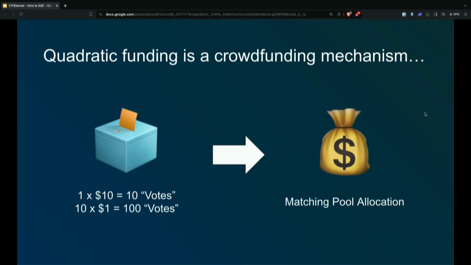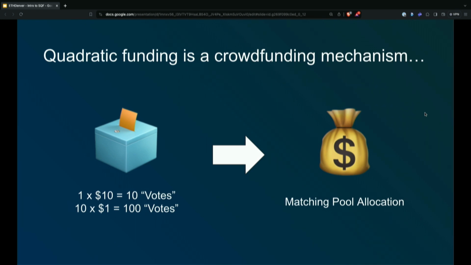So before we get into streaming quadratic funding, we're just going to do a quick refresher on what quadratic funding is, if you're not familiar. It is a mechanism that is used to democratically and effectively allocate a matching pool. And so in quadratic funding, your dollars are votes. If you care about something a lot, you can donate a lot of money to it.